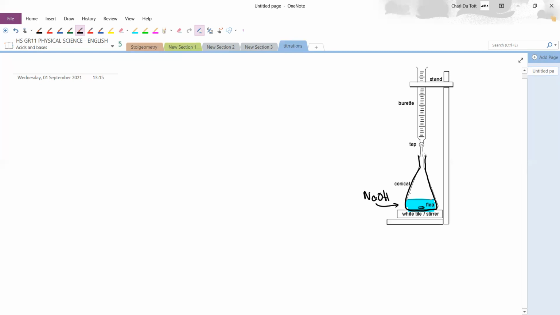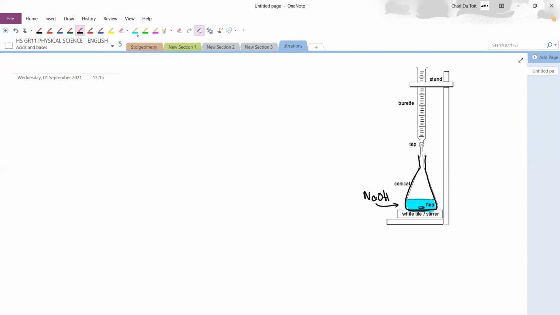An acid plus a base gives you a salt and water. An acid and a carbonate base gives you a salt, water, and carbon dioxide. An acid plus a metal gives you a salt and hydrogen gas. Okay, now we have a base there, sodium hydroxide.